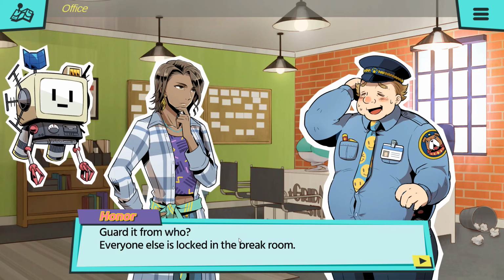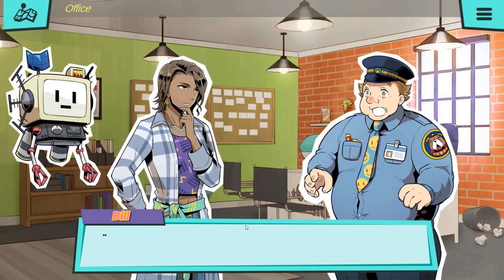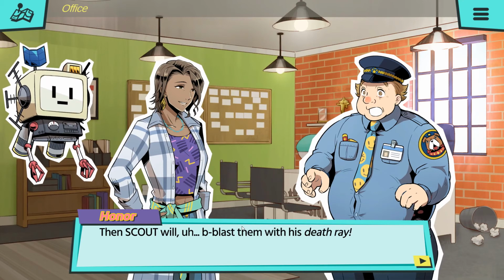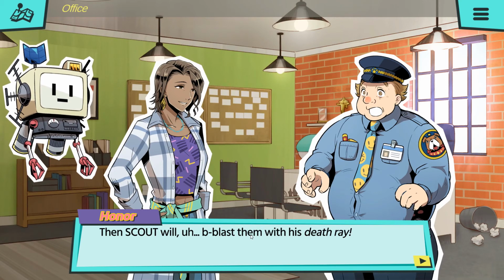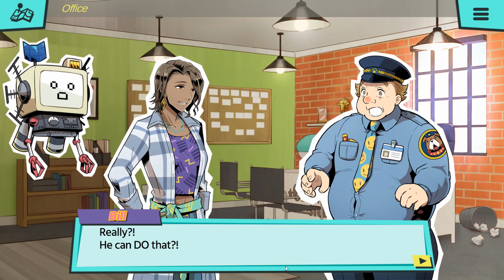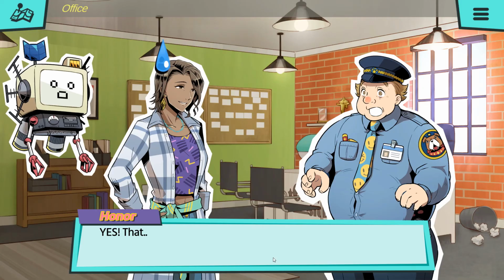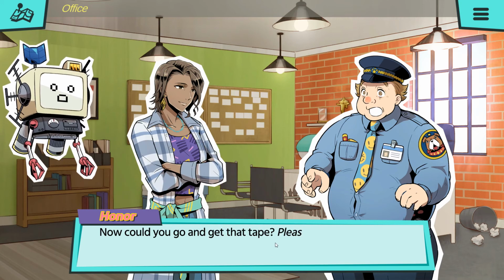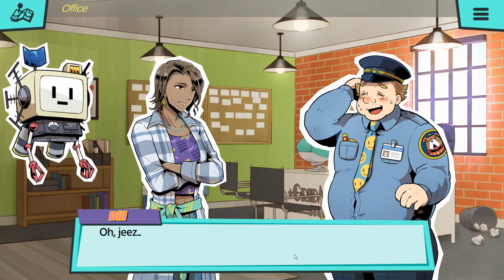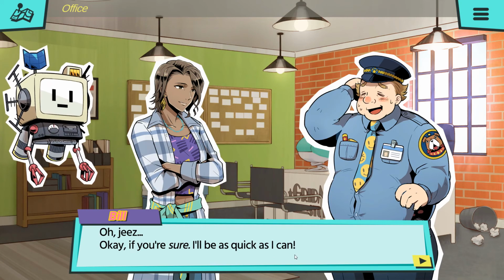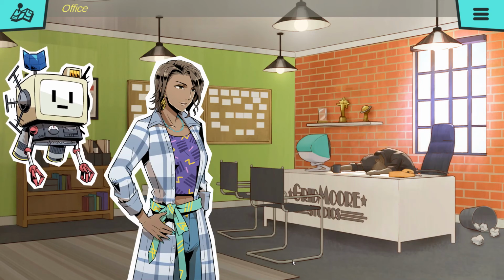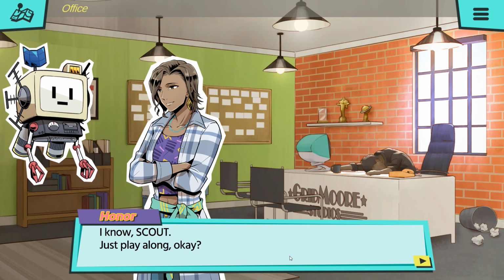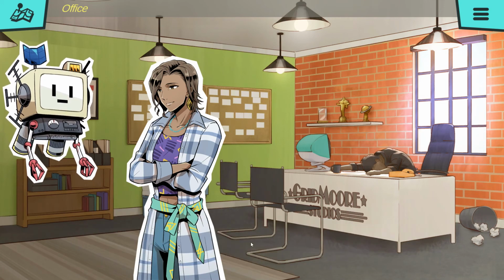Guard it from who? Everyone else is locked in the break room. What if the murderer comes back? Then Scout will blast him with his death ray. Really? You can do that? Oh no, yes, that is a thing he can do. Absolutely. Now could you go and get that tape, please? Oh jeez, okay, if you're sure, I'll be as quick as I can. Honor, I don't have a death ray. I know, Scout, just play along, okay?